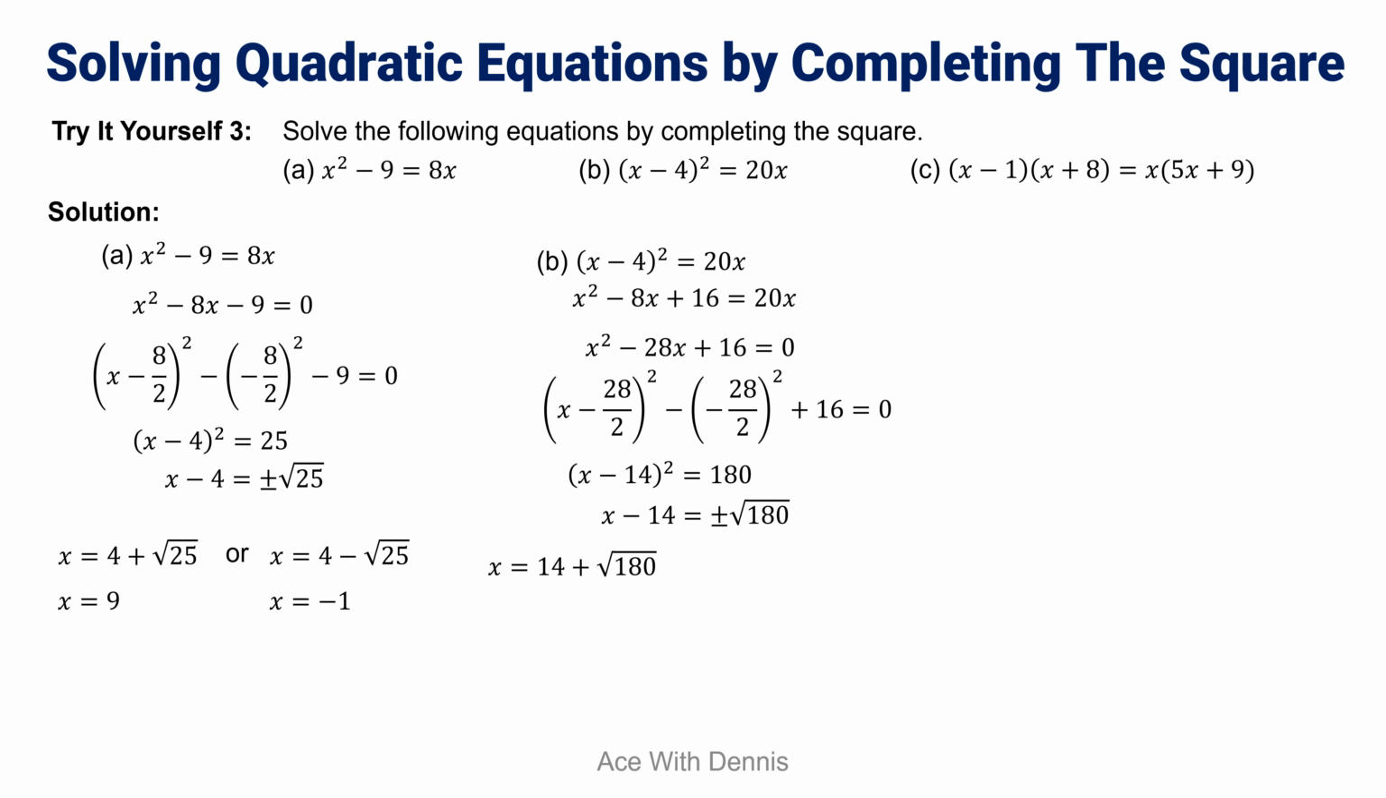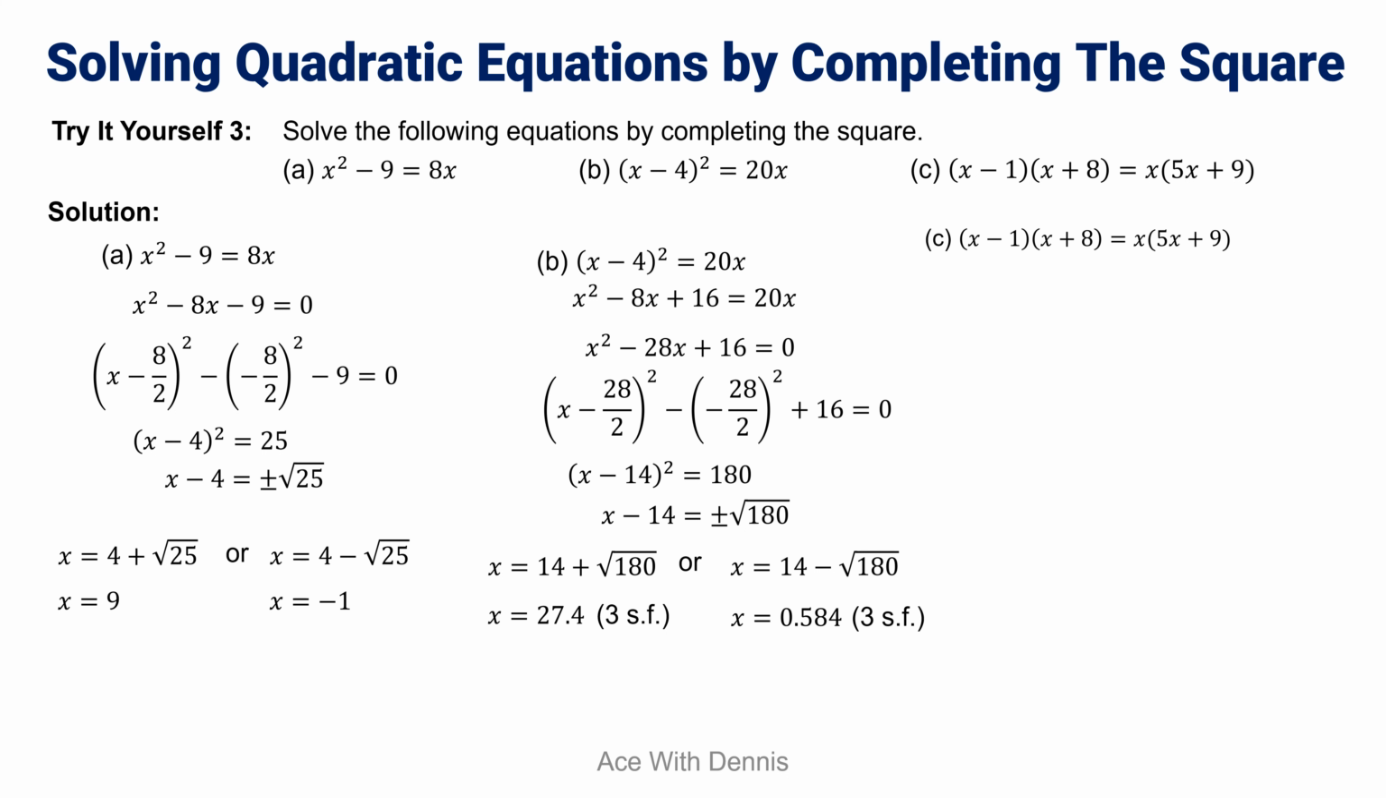Then I will get two answers. The first answer is x = 14 + √180, or x = 14 - √180. And the result will be x = 27.4 rounded to 3SF, or x = 0.584 rounded to 3SF.